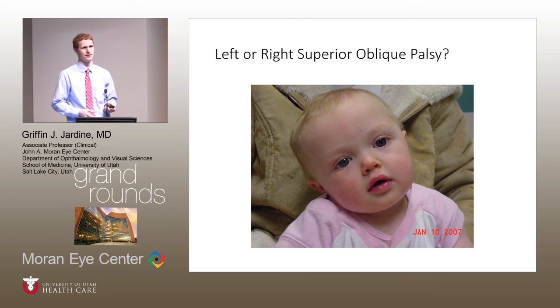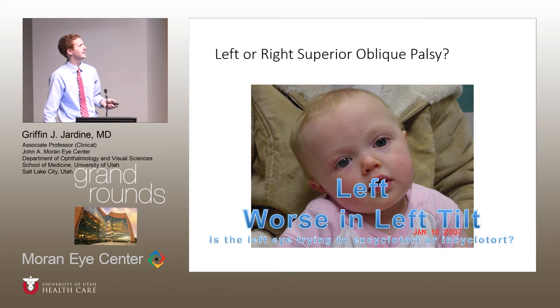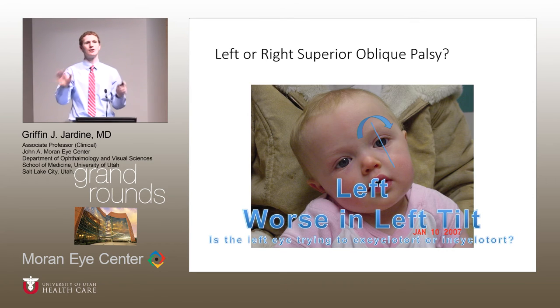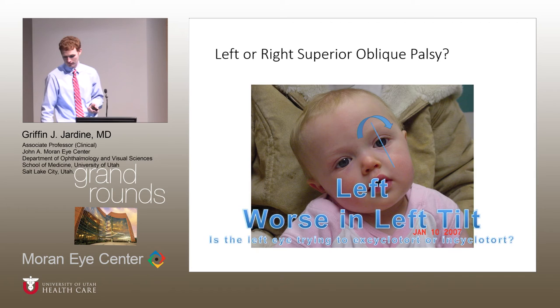So where would this one be? Left. Left, I know, sorry. Left, so would it be worse in right or left gaze? That left eye is trying to excyclo. So here, that left eye is palsied, but in right head tilt, remember, that left eye is now being excyclotorted, and that's the opposite function of the superior oblique, so that superior oblique is maximally relaxed in that tilt, thus allowing for fusion.